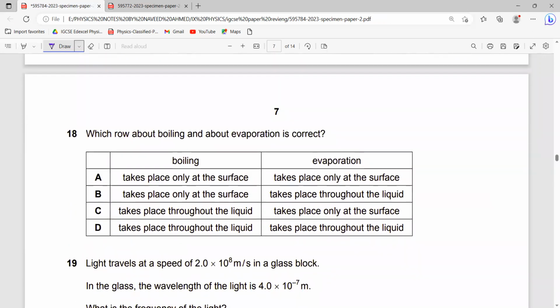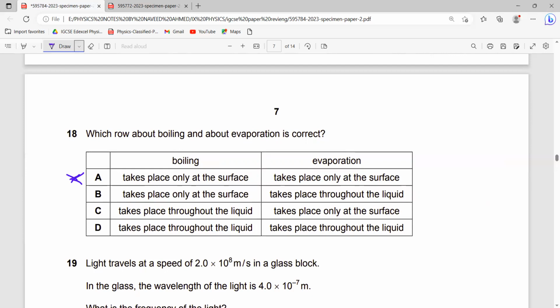Okay, in question number 18, which statement about boiling and about evaporation is correct? Now you know the differences between boiling and evaporation. Boiling takes place only at the surface. Evaporation takes place only at the surface. No, it's not possible.